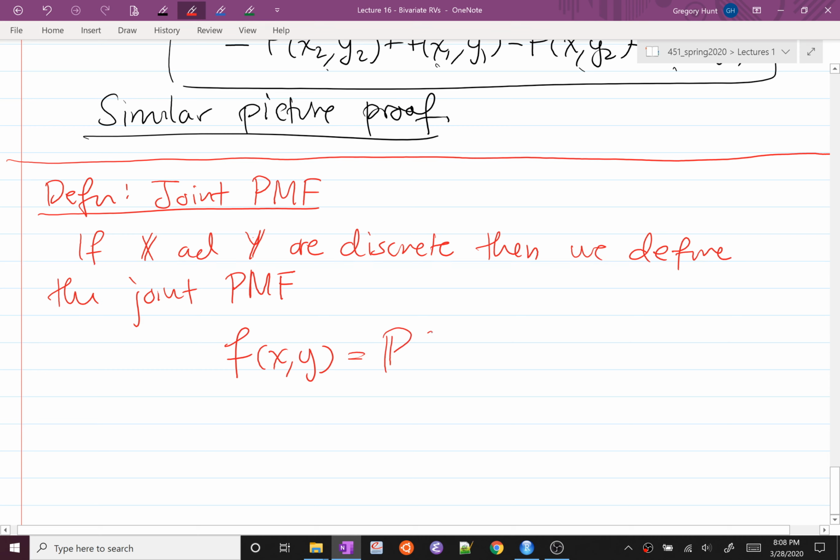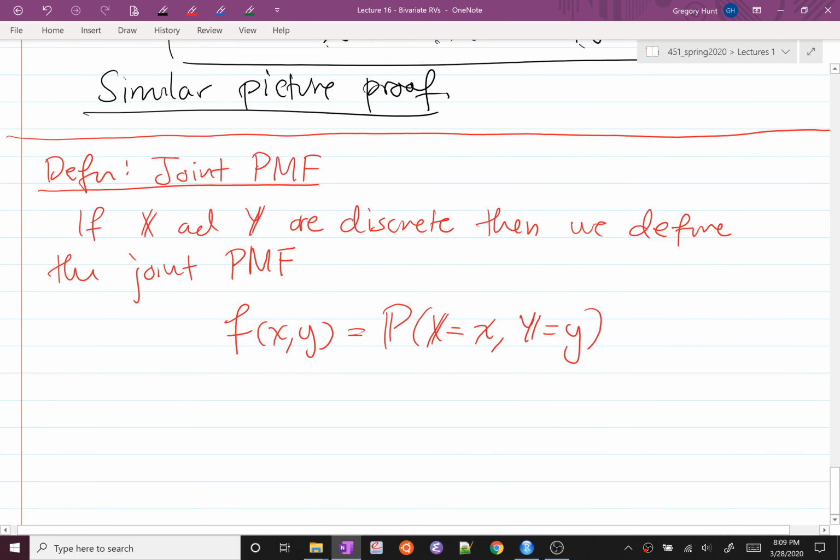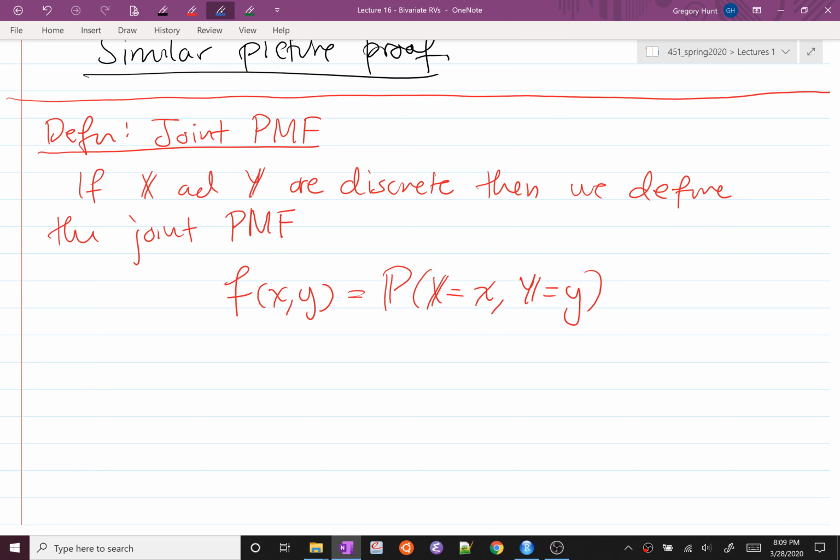And it's going to be the probability that X is equal to little x and Y is equal to little y. Remember, in the univariate case, the PMF is just the probability that X is equal to little x. Now we have a bivariate PMF, the probability that X is equal to little x and Y is equal to little y. And it will have all the same properties, or some very similar properties. So I'll just write these as facts. I'm not going to prove them, but they're not too hard to verify.